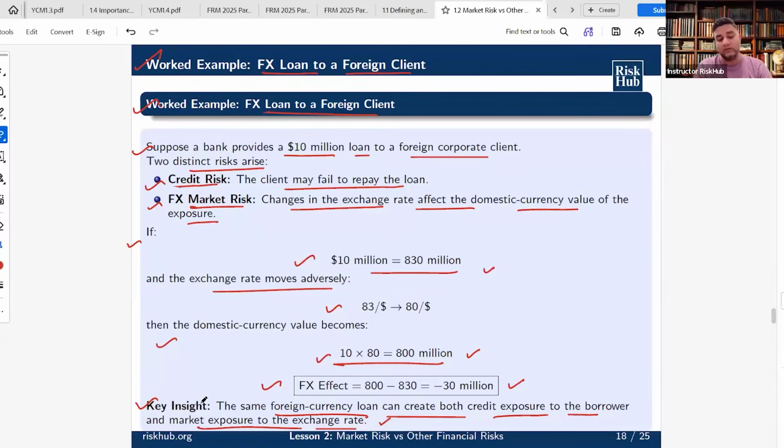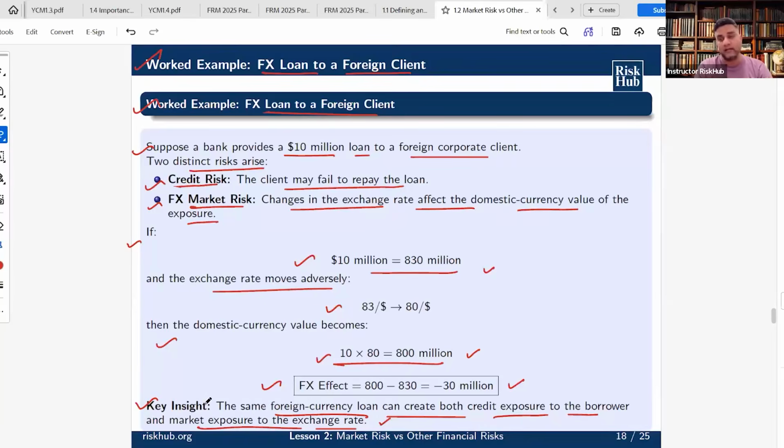83 per dollar moves to 80 per dollar. The domestic currency has strengthened. Fewer units are now needed to buy $1. So the dollar amount is unchanged, but the domestic currency value of that same dollar amount has fallen. The FX effect is 800 minus 830, minus 30 million. So the FX effect creates that negative value. The loss is 30 million domestic currency units. No payment is missed. The borrower is fine. The loss is purely market risk sitting on top of credit exposure that is unchanged in dollar terms.